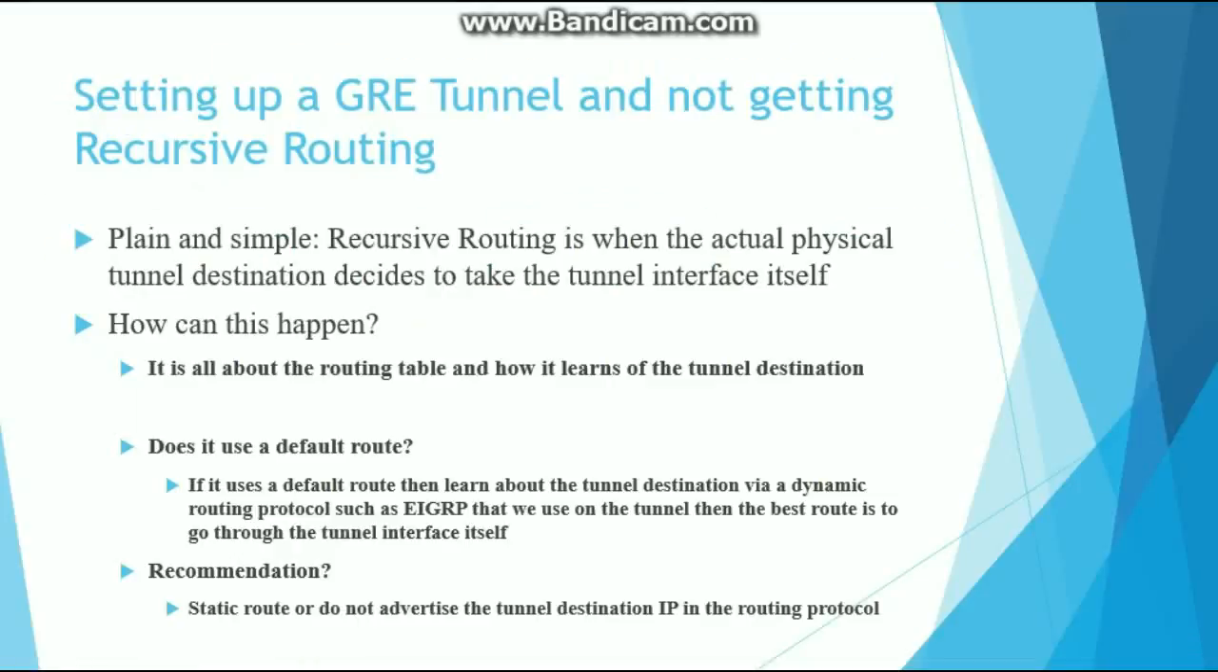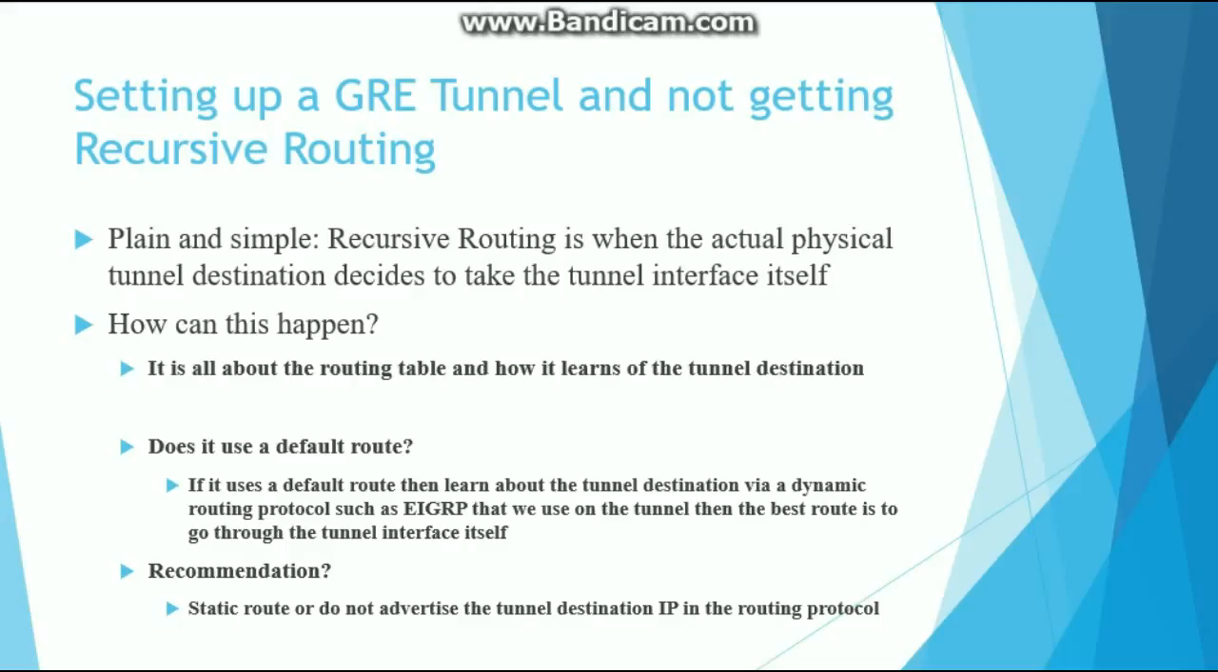So let me go back to my slide. Let's see what it is. Does it use a default route? Well, if it uses a default route, and then learns about the tunnel destination via a dynamic routing protocol such as EIGRP that we use on the tunnel, then now the best route is to go through the tunnel interface itself, which is logical, and it will drop the packet. How do we fix this?